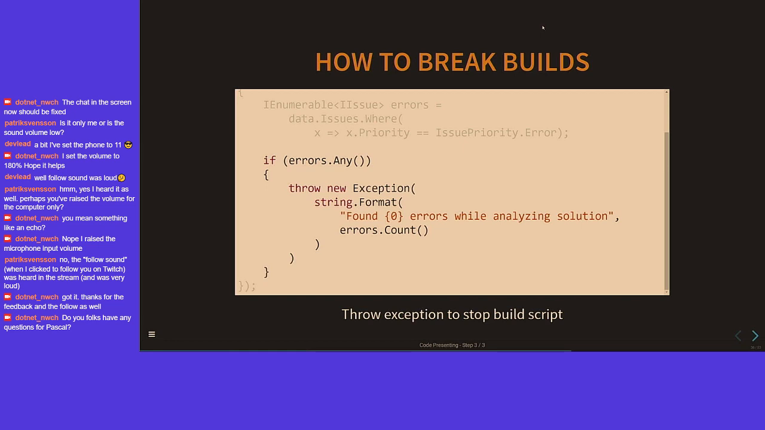Throwing an exception in a Cake script will fail the Cake script. There's also an Error alias which you can use to print out an error. Depending on your needs, maybe you just want to print out the error, continue with the build script and fail the build script later. If you want to fail fast, you just throw.